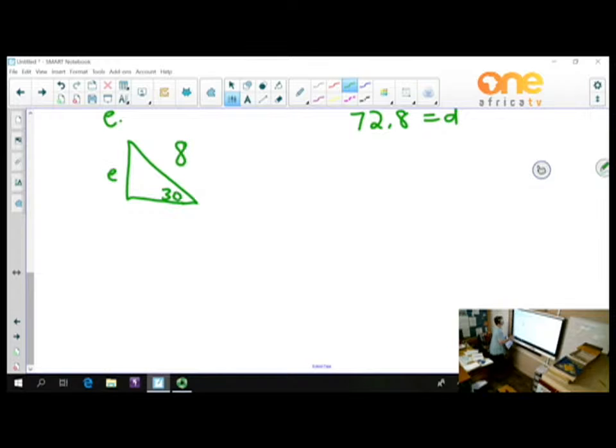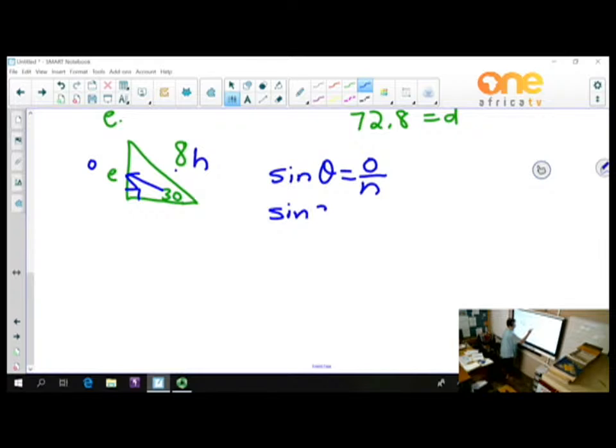8, e. Let your eyes go to the angle. So what is this? My opposite. What is this? My hypotenuse. There's the 90 degrees. So which function will I do now? Sine. So sine theta is opposite over hypotenuse. Substitute. Sine 30 degrees is equal to e over 8. Which method? Top times. So 8 times sine 30 is equal to e.